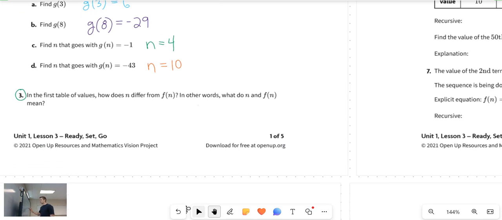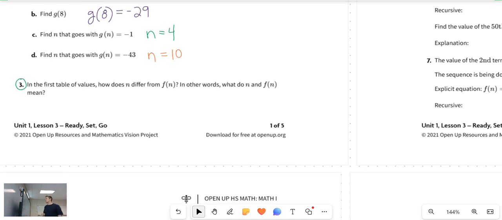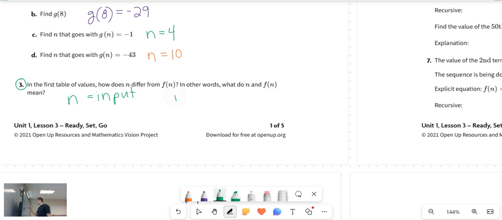On to number 3. In the first table of values, how does n differ from f of n? In other words, what do n and f of n mean? Well, we actually talked about this a little bit while we were solving. n is our inputs, so n is an input, while f of n is an output.